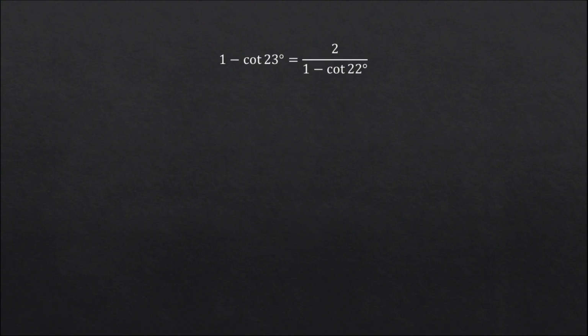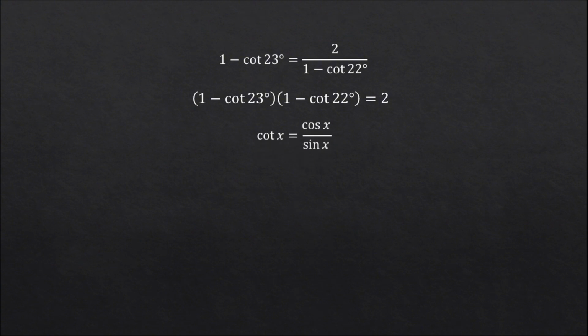Well, the first thing that we might do is simply multiply by 1 minus cotangent of 22 so that we get a product. Secondly, it would also be important to notice that the cotangent is the inverse function of the tangent. So if the tangent of x is sine over cosine, the cotangent is going to be cosine over sine. And because of that, we can simply plug in, so that we have this new product: 1 minus cosine of 23 divided by sine of 23, times 1 minus cosine of 22 over sine of 22, equals 2.